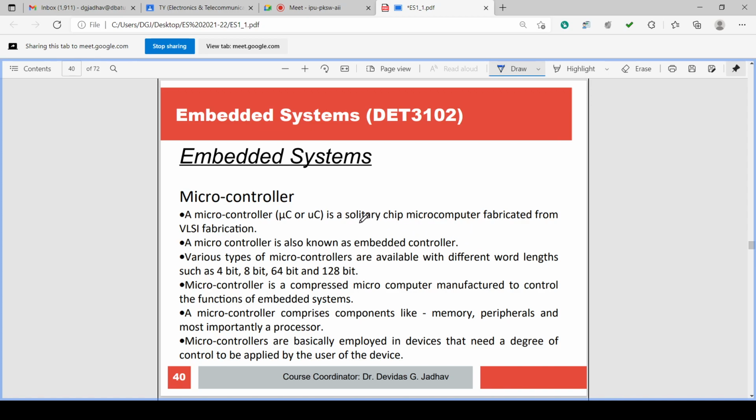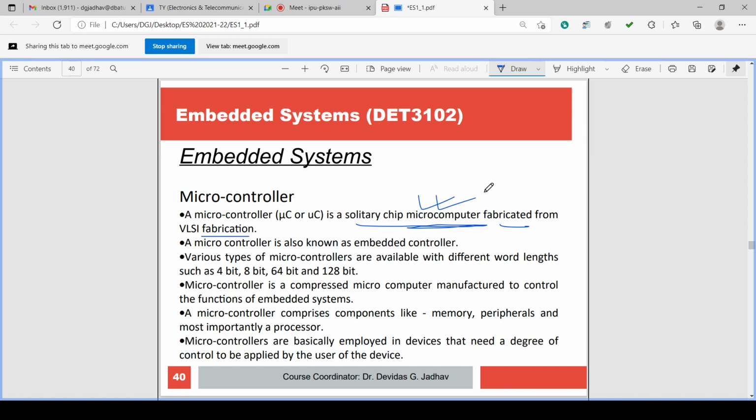It is a solitary chip microcomputer fabricated on VLSI. It is a microcomputer, as we discussed in the previous lecture, the 8th lecture of Open Source Software Hardware. Same thing we have discussed now: the microcontroller is a solitary chip microcomputer, a microcomputer on a single chip.